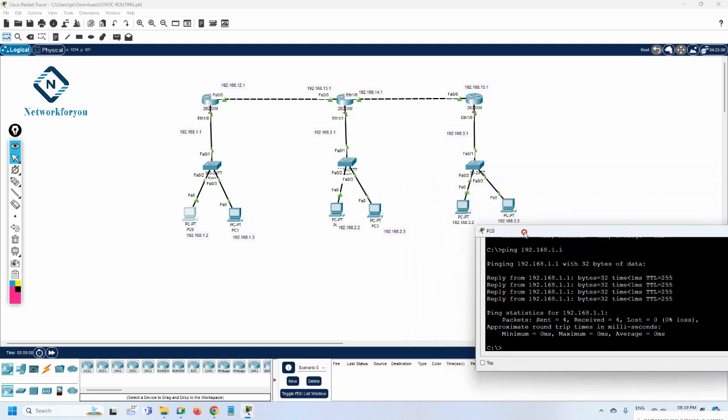Anyhow, let's try to ping this one also and verify whether it is working or not. Maybe we can say from the head office, we are able to access branch one. Now let's see whether we are able to access branch two or not. And here, no need to worry how we are going to connect.